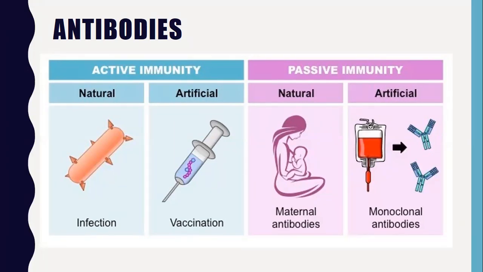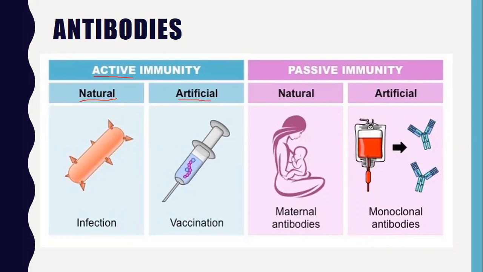So you can have a naturally acquired active immunity because you got a disease or an infection. You got it naturally, and your body created an active immunity to it. Then you can also get a vaccination, right? So that is artificial active immunity.